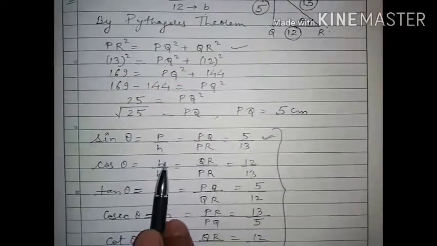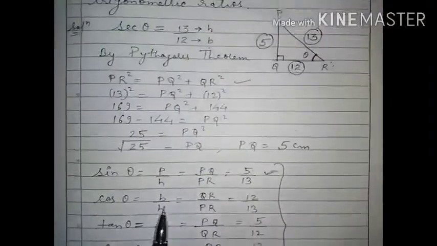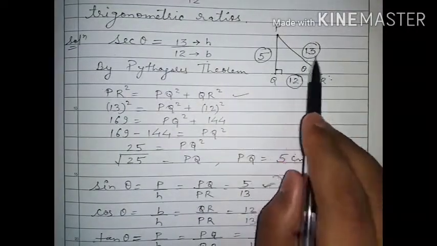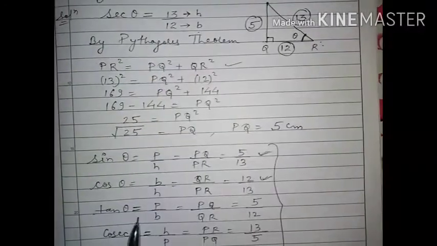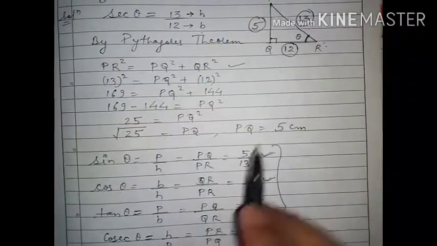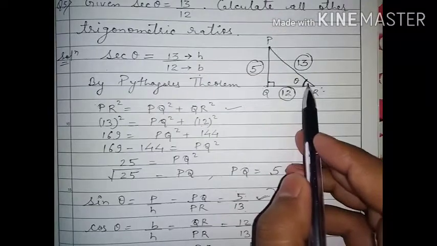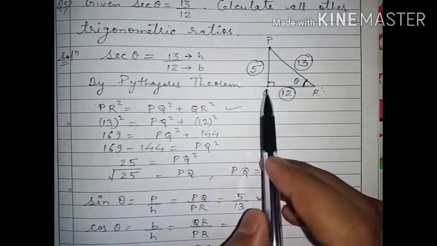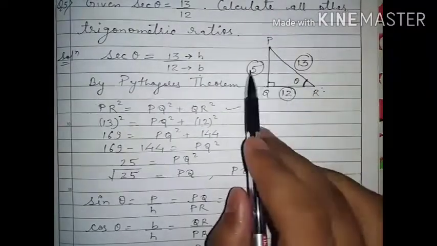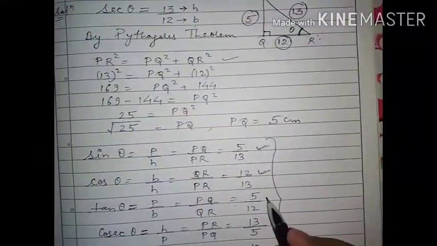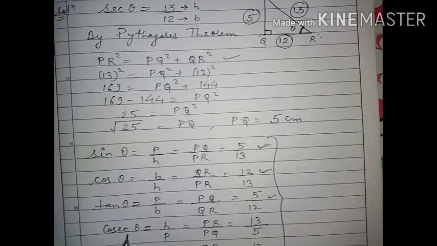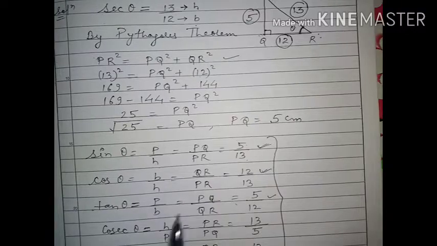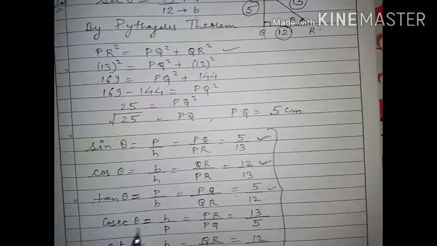Similarly, cos theta is b by h. B by h is what, this is b and this is h, so that is 12 by 13. So I get it here 12 by 13. Tan theta is what, p by b. With respect to this angle theta, p is PQ and base is QR, that is 5 by 12. So this is 5 by 12. Cosec theta is the reciprocal of sin theta, I discussed in the last video. Okay, cosec theta is the reciprocal of sin theta.